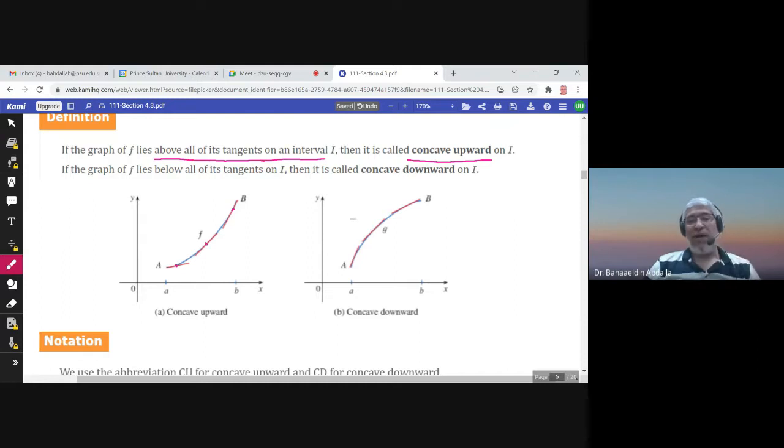While concave down is like this. So here, if you draw the tangent line to the curve, you will notice always that they lie above the curve. The curve lies below the tangent lines. Okay, so we call it concave downward. So concave downward would be like this. Anything like this is concave downward. Okay.